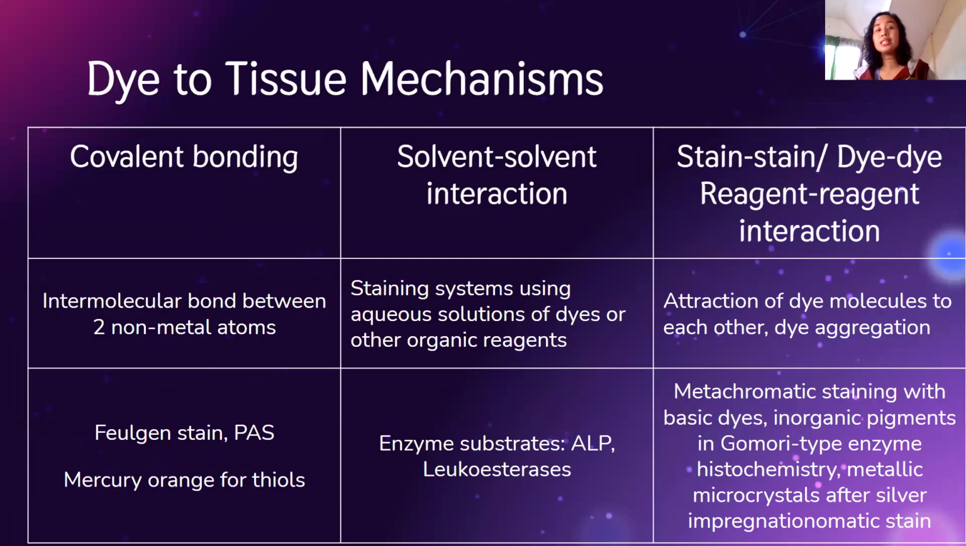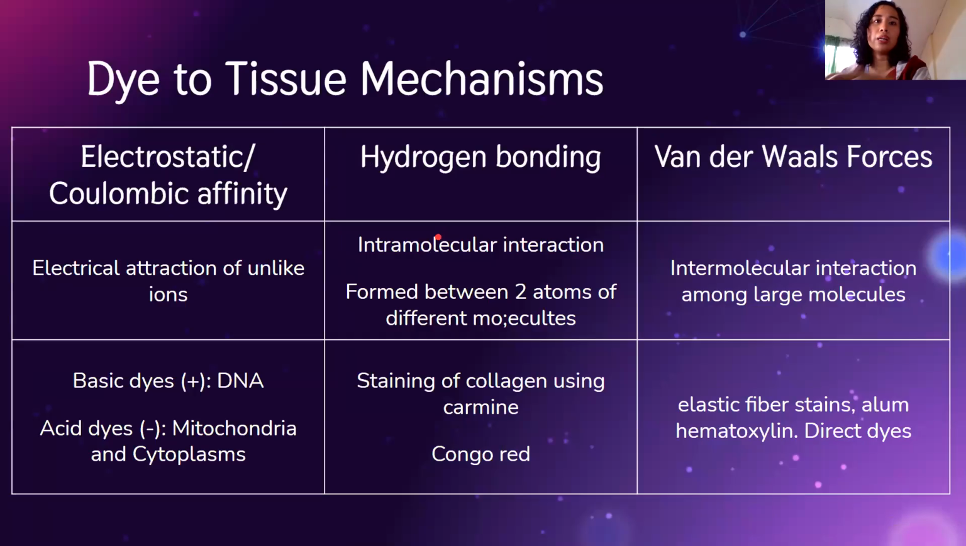So these are a few reasons why a dye could attach to your tissue. First is covalent bonding. These are intermolecular bonds between two molecules, especially if they are two non-metal atoms. For example, Feulgen stain, PAS, periodic acid-Schiff, and mercury orange for thiols. So that's covalent bonding. Next, let's go to electrostatic or Coulombic affinities, or electrostatic attraction.